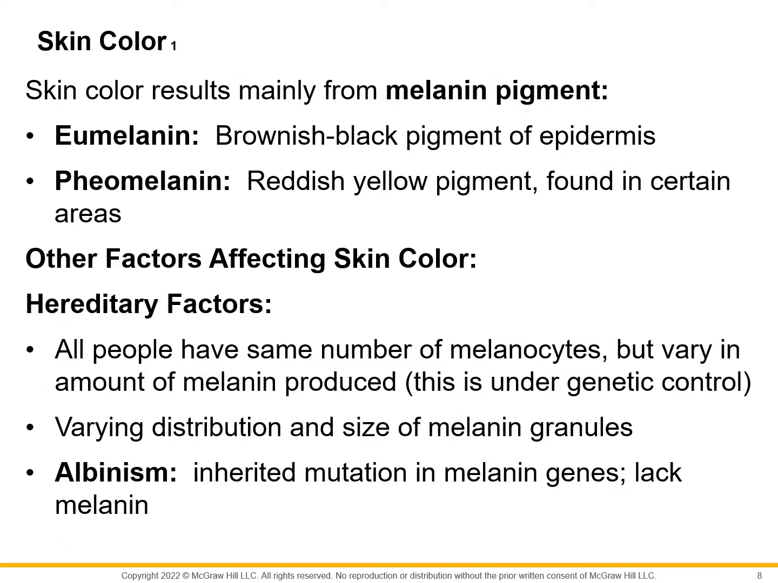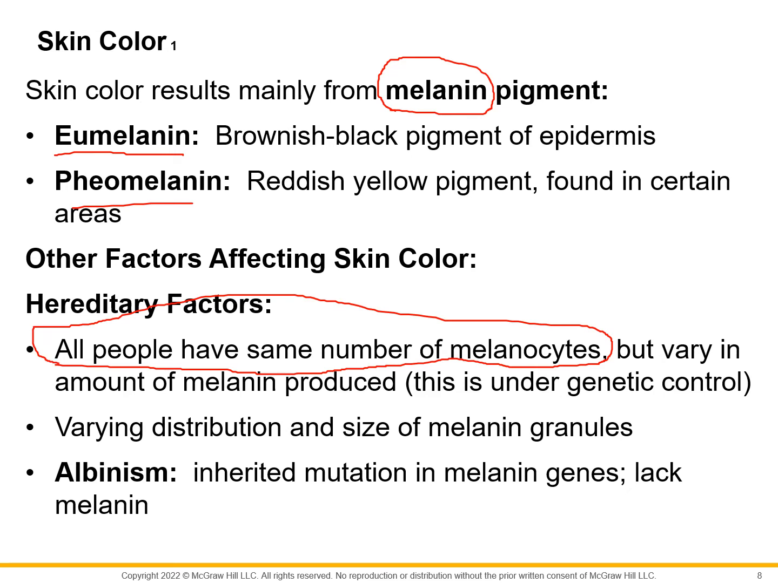So when we talk about skin color, again, it is all about melanin, the pigment melanin. I'm not worried about you knowing the difference of these two because we're not going to get into that. But what I do want you to know is that all people have roughly the same number of melanocytes. Again, it should say roughly, it is not exact. But they vary on how much melanin is produced under normal conditions based on heredity.